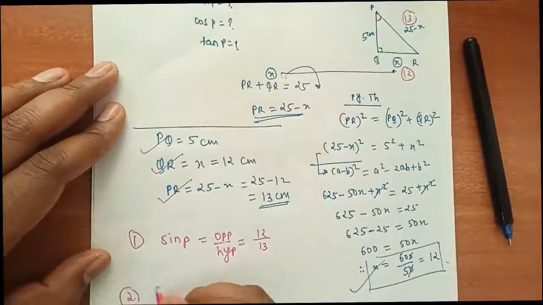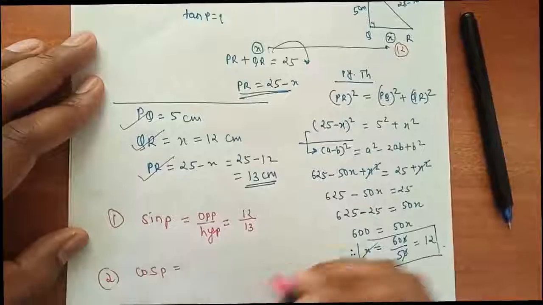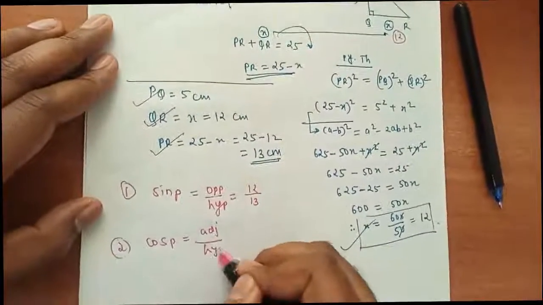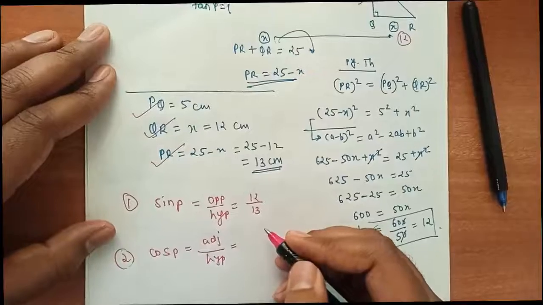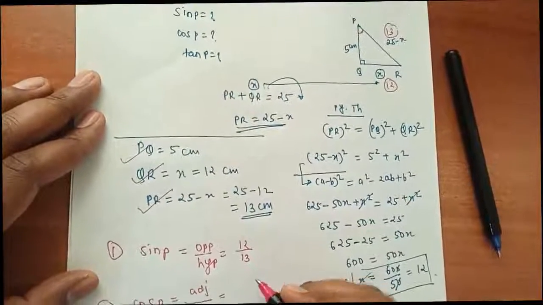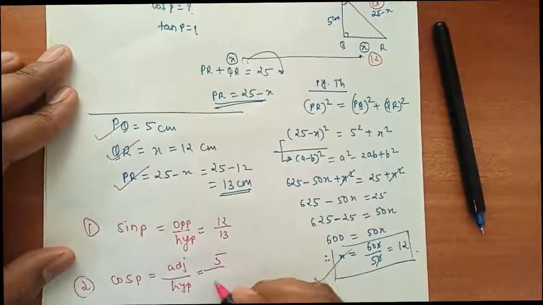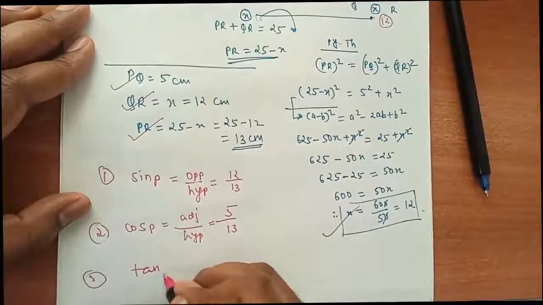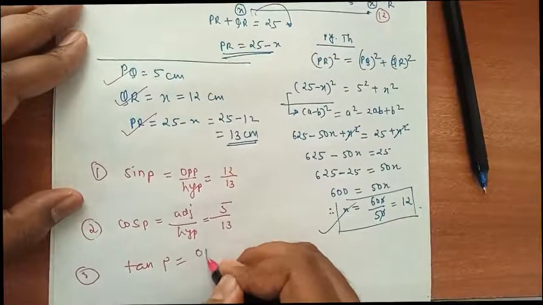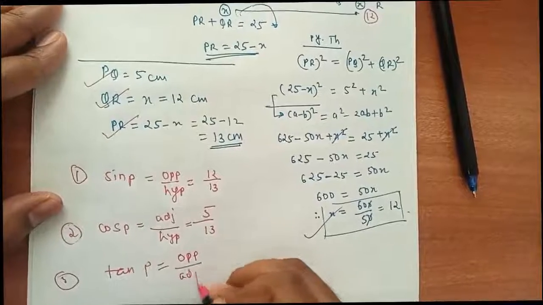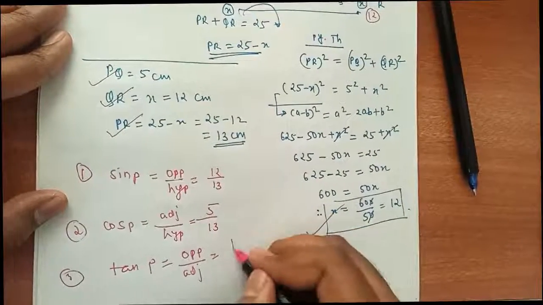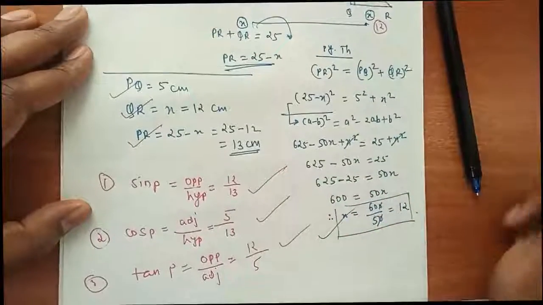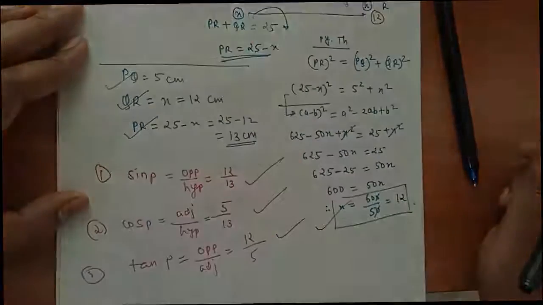Second one is cos P. Cos P is equal to adjacent upon hypotenuse. So adjacent here is PQ, that's 5, and hypotenuse is 13 again. And the last one we have to find is tan P. Tan P is equal to opposite upon adjacent. So for P, opposite was 12 and adjacent was 5. These are all the answers we required. So in this way we can solve the problems. Thank you.